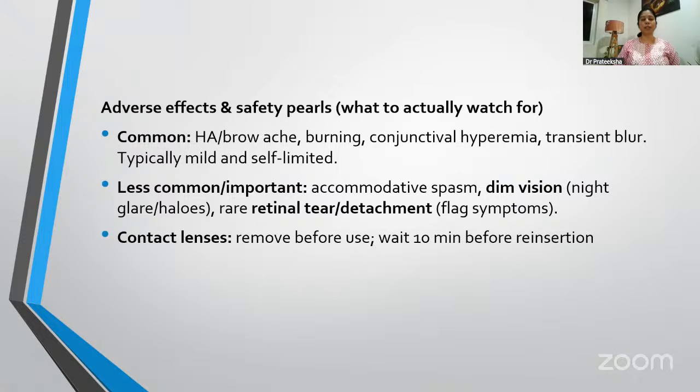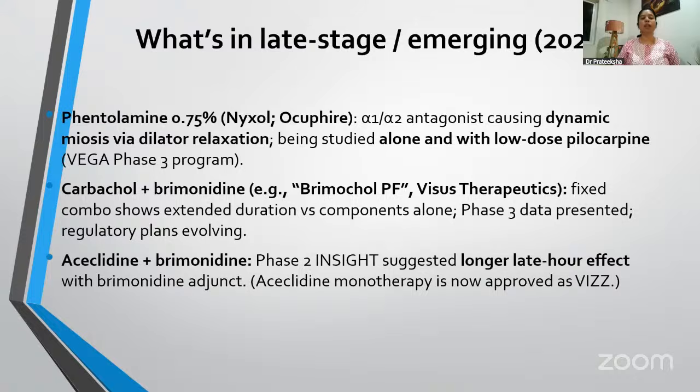What could be the adverse effects, safety pearls? Common is headache and brow ache, burning, conjunctival hyperemia, transient blur, typically mild or self-limited. Less common and important is accommodative spasm, dim vision, night glare, halos, rare retinal tear or detachment, which are flag symptoms. Then contact lenses. This has to be remembered, especially in myopes, people who use contact lenses. You have to remove them before use. Wait for 10 minutes before reinsertion.